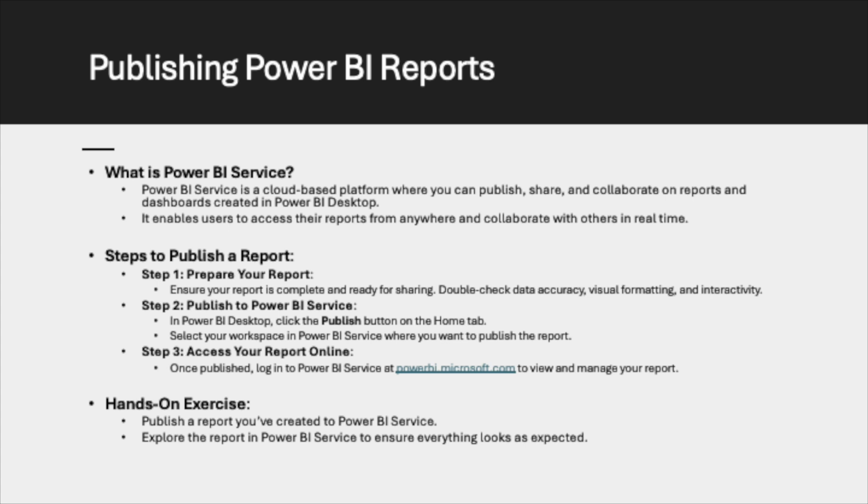So what are the steps to publish a report? Step 1: prepare your report. Ensure your report is complete and ready for sharing. Double check data accuracy, visual formatting, and interactivity. Step 2: publish to Power BI service. In Power BI Desktop, click the Publish button on the Home tab. Select your workspace in Power BI service where you want to publish the report.